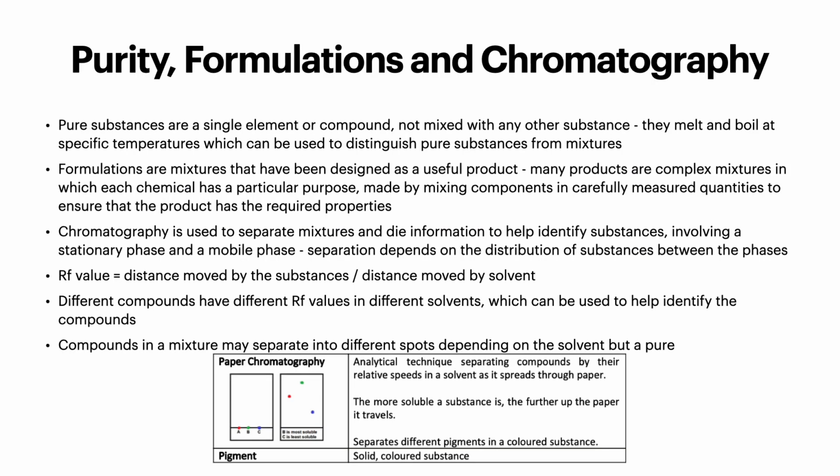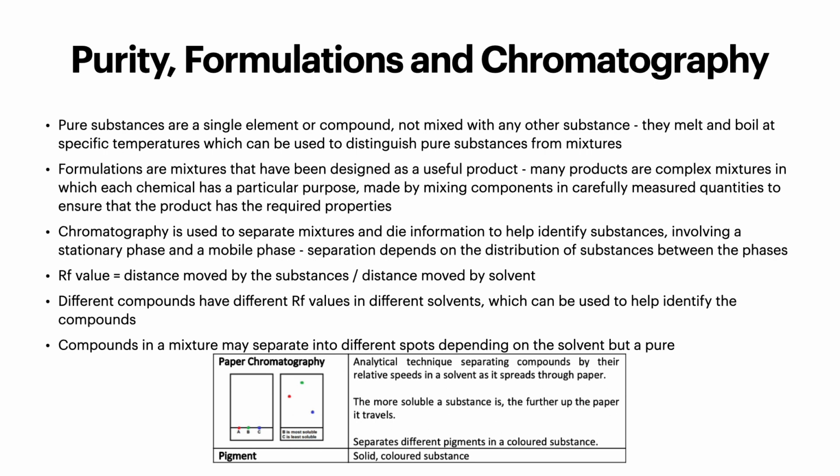So firstly, looking at purity, formulations, and chromatography. Pure substances are a single element or compound not mixed with any other substance. They melt and boil at specific temperatures, which can be used to distinguish pure substances from mixtures. Formulations are mixtures that have been designed as a useful product. Many products are complex mixtures in which each chemical has a particular purpose, made by mixing components in carefully measured quantities to ensure that the product has the required properties.